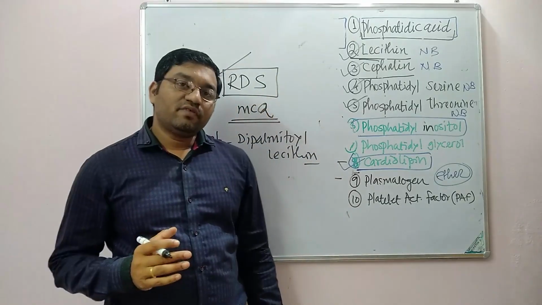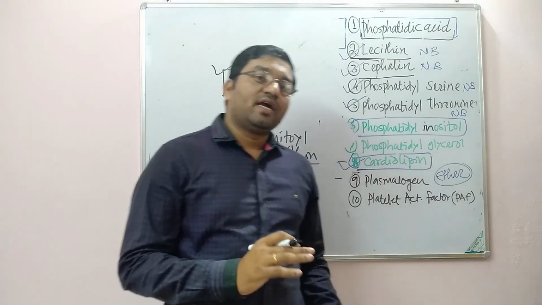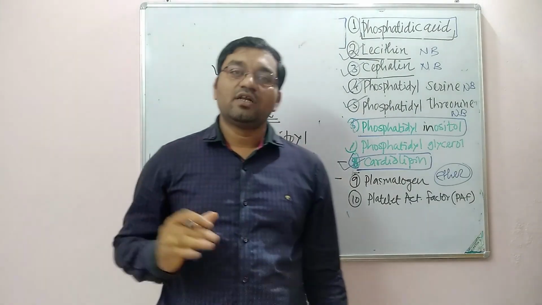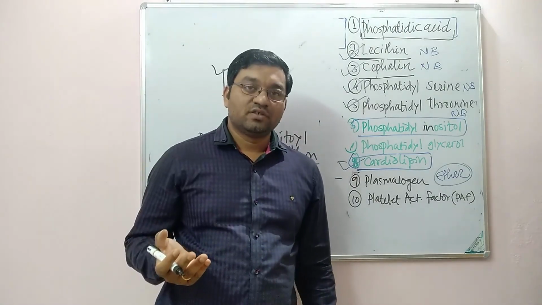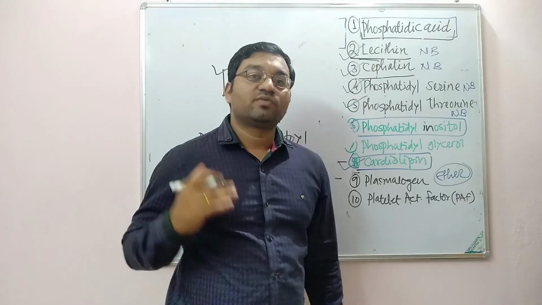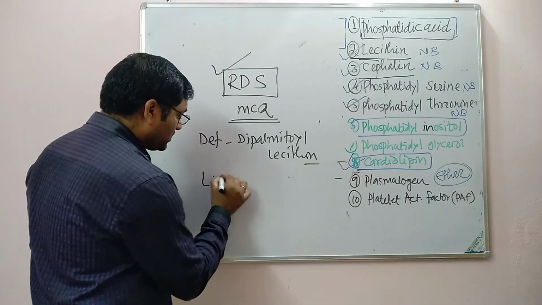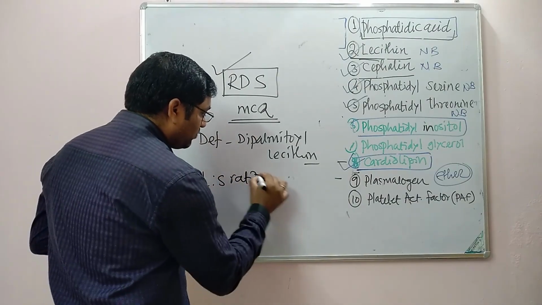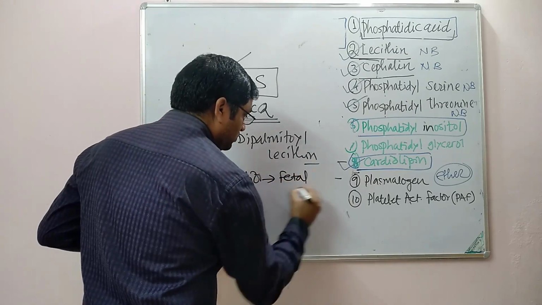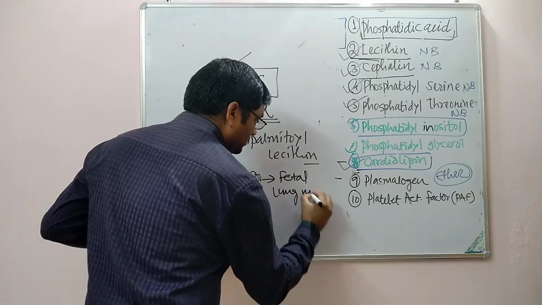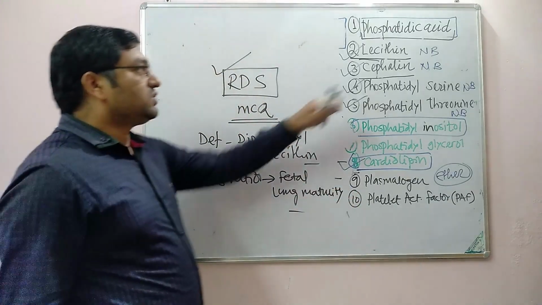It is less than 1 in case of premature babies, and when it is more than 2, it indicates the fetal lung maturity, because lecithin gets synthesized after 34 weeks. So lecithin concentration increases after 34 weeks. So LS ratio is used. This is also an MCQ. This LS ratio is important to detect fetal lung maturity. Okay, so this is all about lecithin.